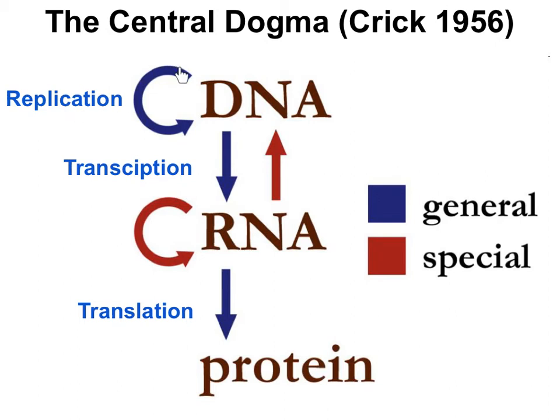DNA replication is how DNA makes copies of itself. Transcription gets the information of DNA out of the nucleus by making an RNA copy of the information. Translation converts the nucleotide message of RNA into the amino acid sequence of a protein. This video zooms in on the process of transcription.